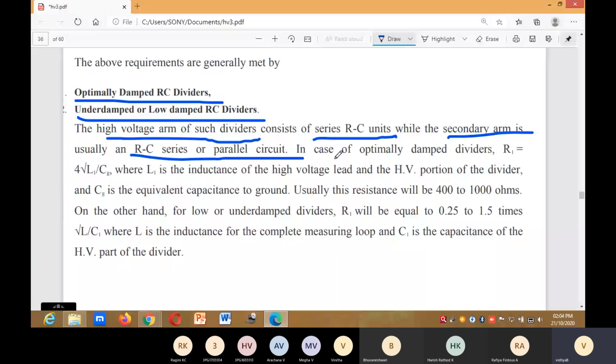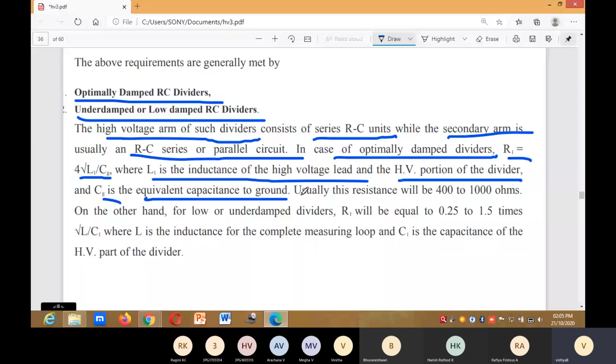In the case of optimally damped dividers, R1 is equal to 4 square root of L1 divided by Cg, where L1 is the inductance of the high voltage lead and HV portion of the divider, and Cg is the equivalent capacitance to ground. Usually this resistance will be 400 to 1000 ohms.